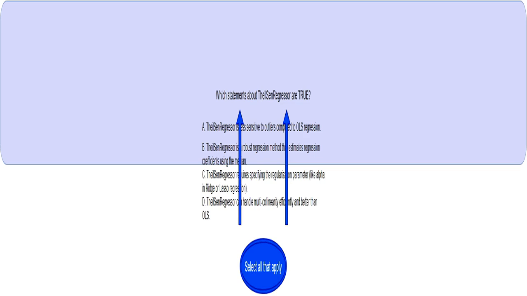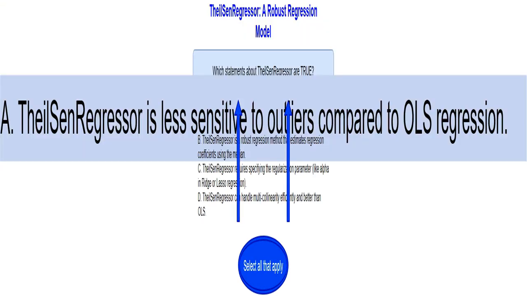This question asks you to identify correct statements about TheilSenRegressor, a robust regression method in Sklearn. I'll guide you through each statement, one by one, to check our understanding. This is true. TheilSenRegressor uses a median-based approach, making it more resilient to the influence of outliers than OLS, which is highly sensitive to them. Think of it like this. The median is less easily swayed by extreme values than the average, mean, which is what OLS uses.